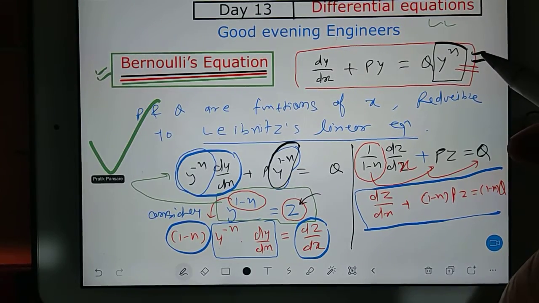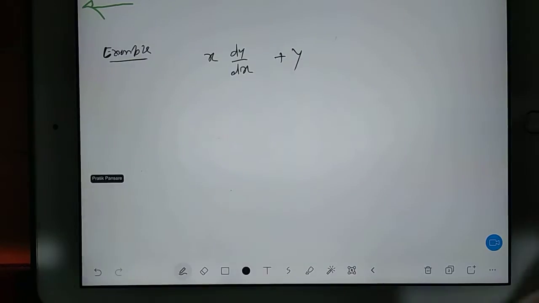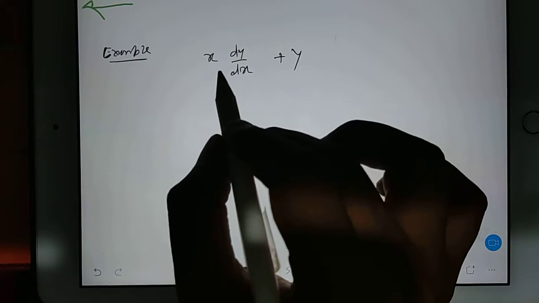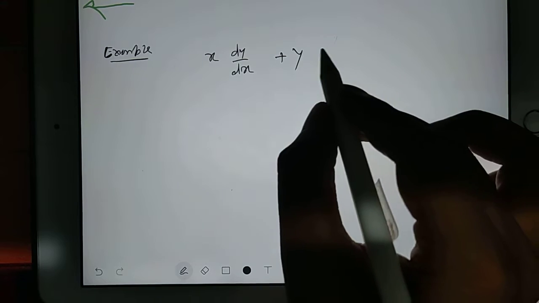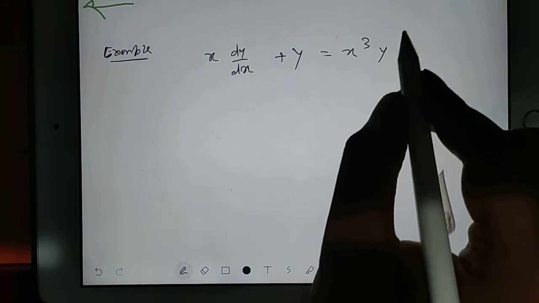Okay. You see here, x dy by dx plus y, this is the question I'm giving, is equal to x cube y power 6.